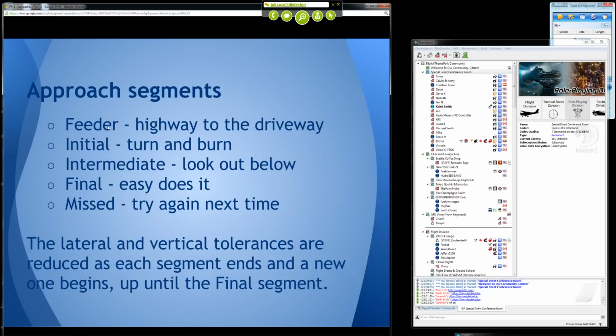So during the feeder and initial, it's relatively relaxed. You know, if you're off by a quarter mile or a third of a mile, you're not likely to hit anything, but the same is not necessarily true once you get down to the final approach segment. And if things don't quite pan out and you're not able to execute a normal landing, we have the missed approach segment.